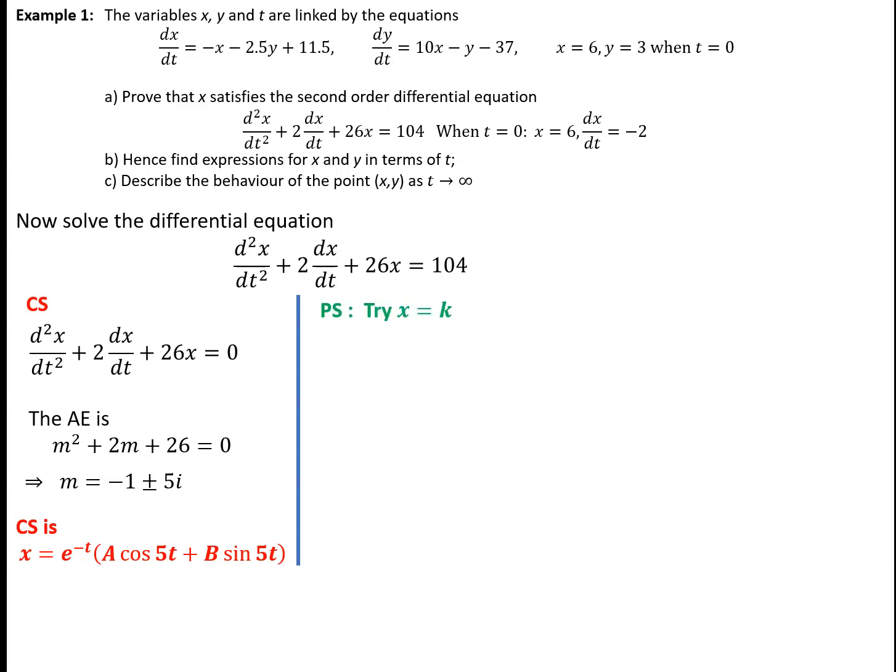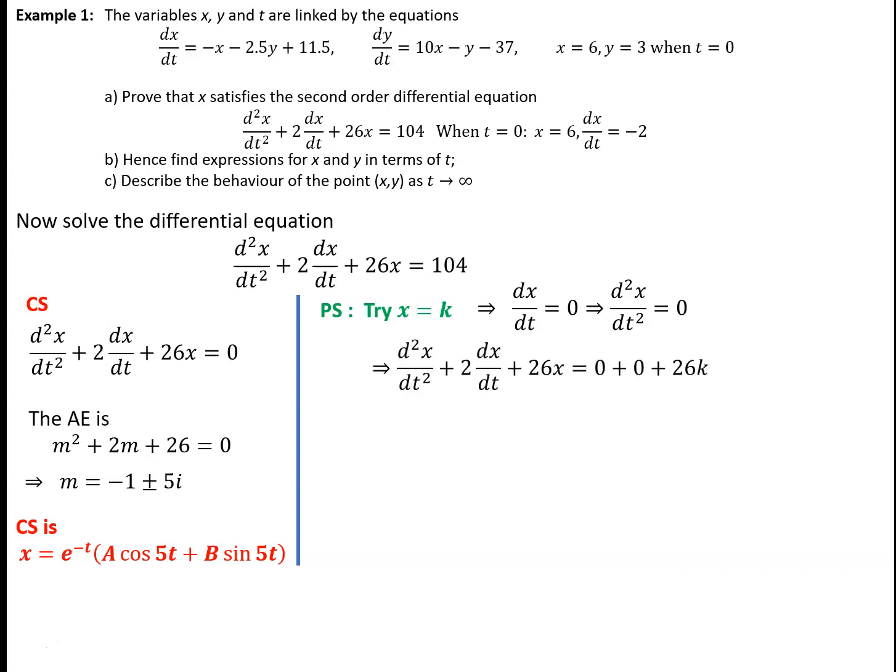For the particular solution, we could try just x equals k. If we've got x equals k, then dx by dt is 0 and d2x by dt squared is equal to 0. So d2x by dt squared plus 2 dx by dt plus 26x will just equal 0 plus 0 plus 26k, and that will equal 104 if k is 4. So we've got a particular solution of x equals 4.